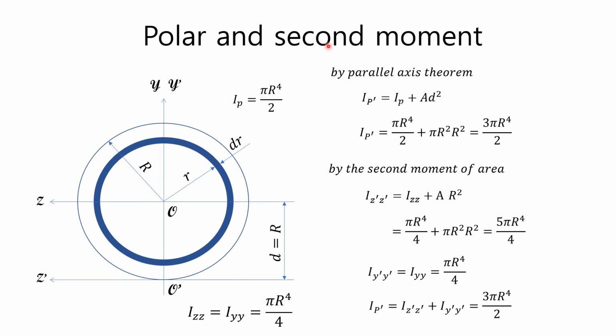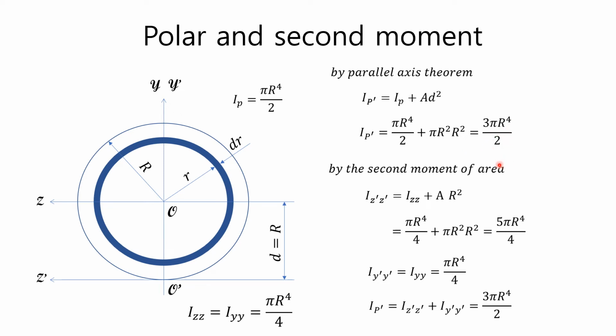What will be the polar moment of area when the z-axis moves down and becomes the z prime axis? By the parallel axis theorem, Ip prime equals Ip plus A D squared. Here, Ip is what we found in the previous slide, which is pi r to the 4 over 2, and D is r in this example. Therefore, we have the final result for polar moment of area, which is 3 pi r to the 4 over 2.